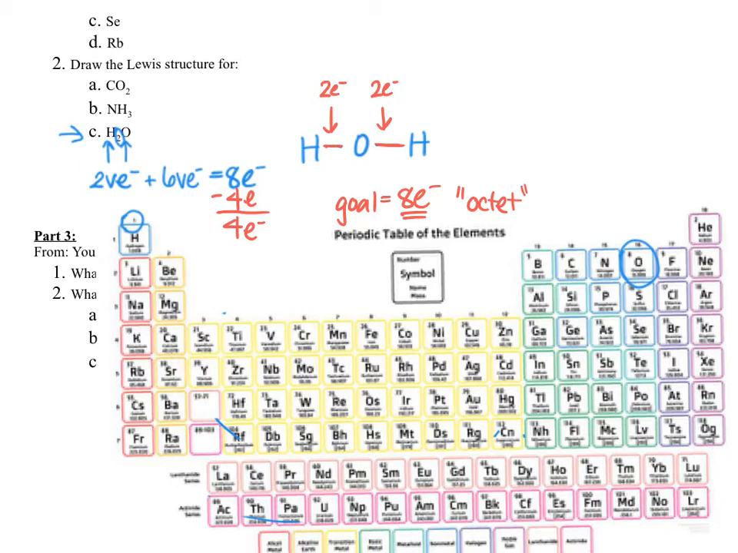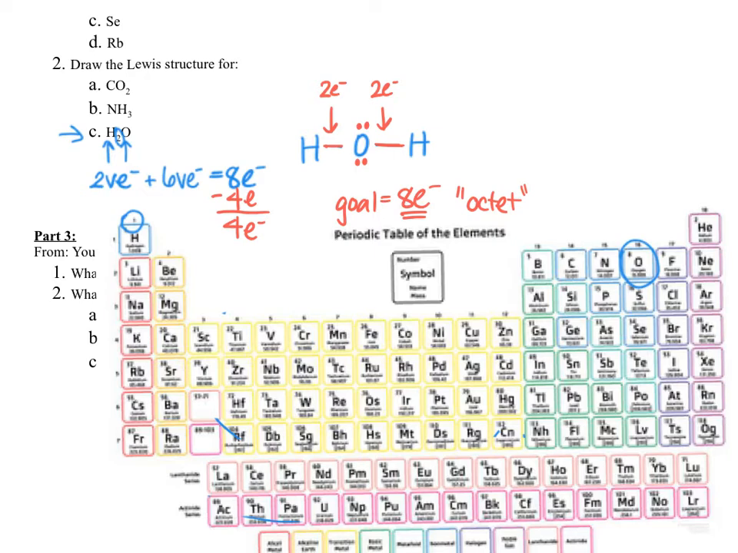So what I'm going to do, since I have 4 leftovers, I'm going to put 2 at the top and 2 at the bottom. So that would give me an acceptable Lewis structure for water, because oxygen has a total of, I'm going to count them, 2, 4, 6, 8 electrons around it. Hydrogen has 2 on each side.